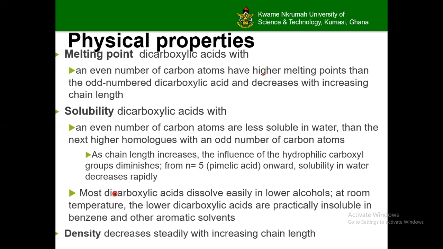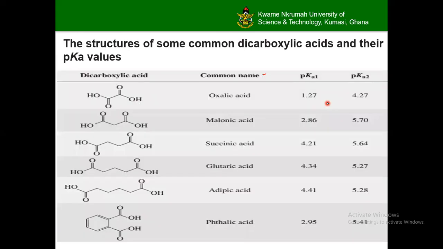Now, lower dicarboxylic acids are practically insoluble in benzene and other aromatic compounds. This is an important statement to also note. Benzene and other aromatic solvents are known to be non-polar. Lower dicarboxylic acids, if we say they are lower, it means they have few carbons. So we are talking about oxalic acid, those ones. Because the carbons are very few, they have high polarity, and because they have high polarity, they are practically insoluble in benzene, because benzene is highly non-polar, right? Very simple. Now we are seeing the density decreases steadily with increasing length, and that has also been explained.